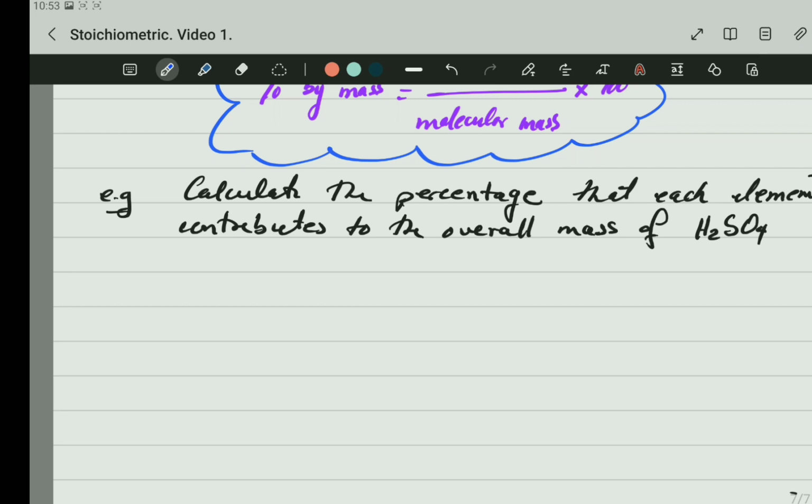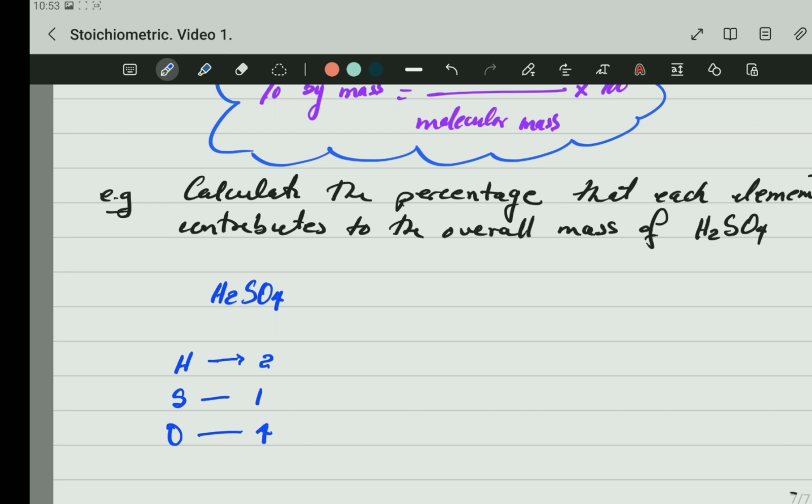This example says: calculate the percentage that each element contributes to the overall mass of H2SO4. This is sulfuric acid. So we have H2SO4. All right. So the first thing we're going to do is break it into each respective atom. So we have H, we have S, we have O. However, we have 2 hydrogens, 1 sulfur, 4 oxygen.